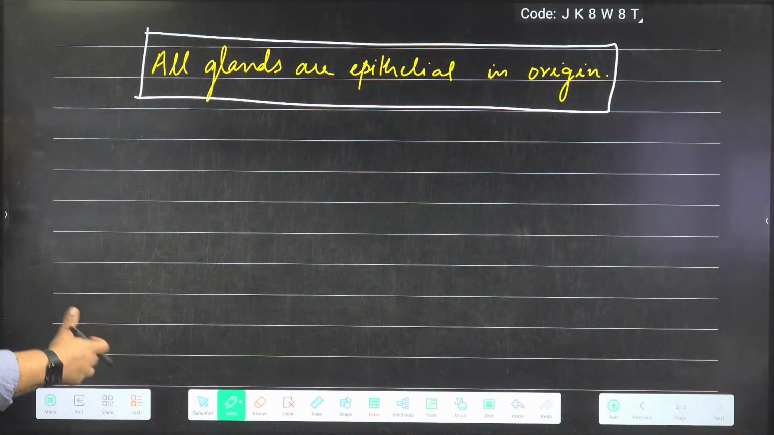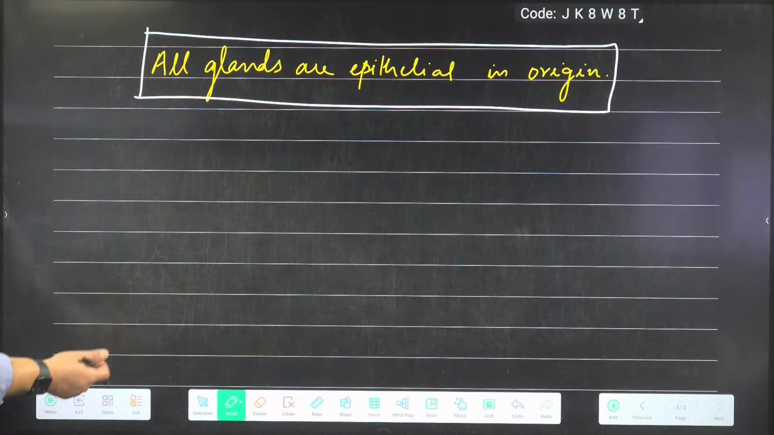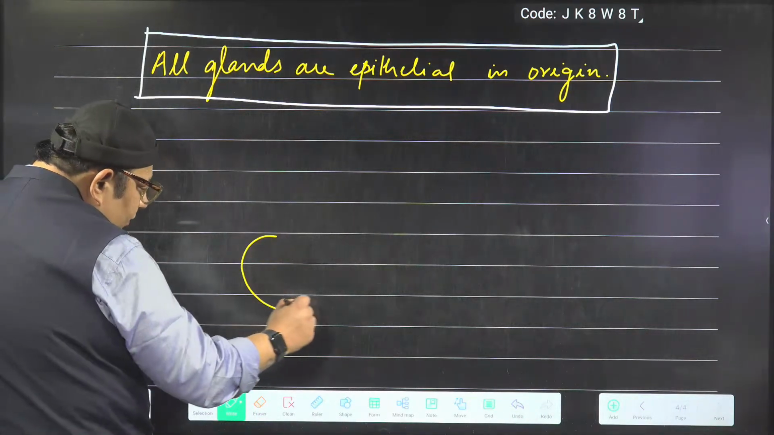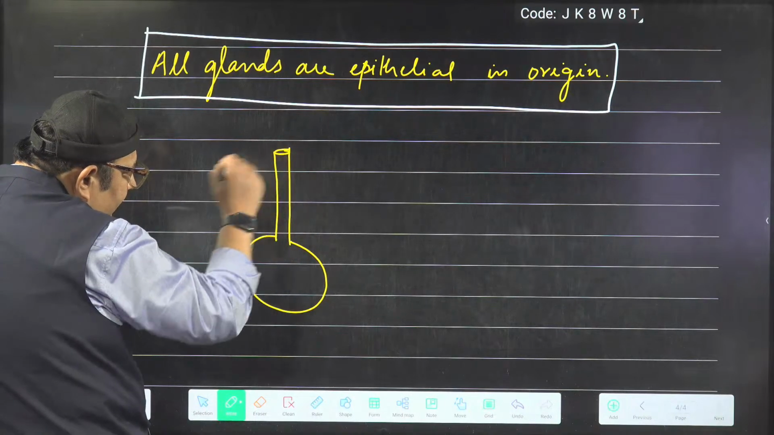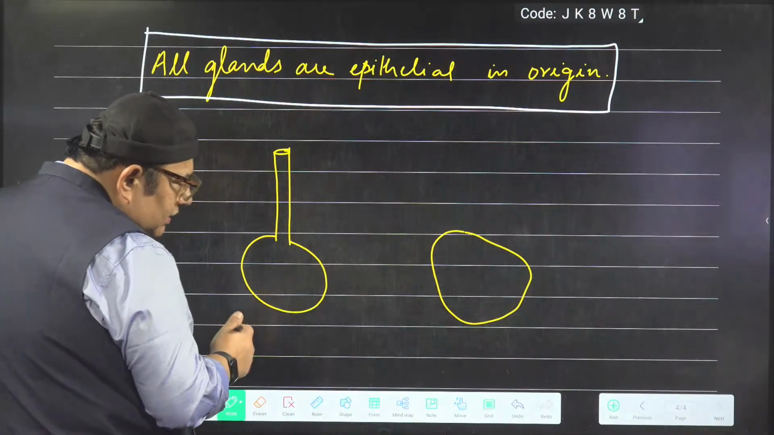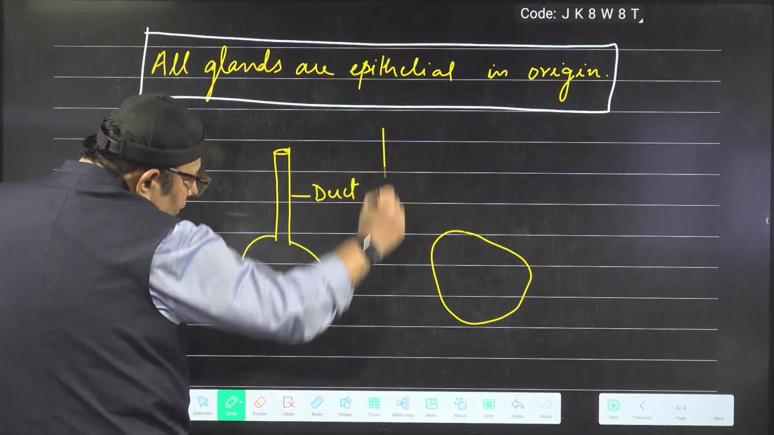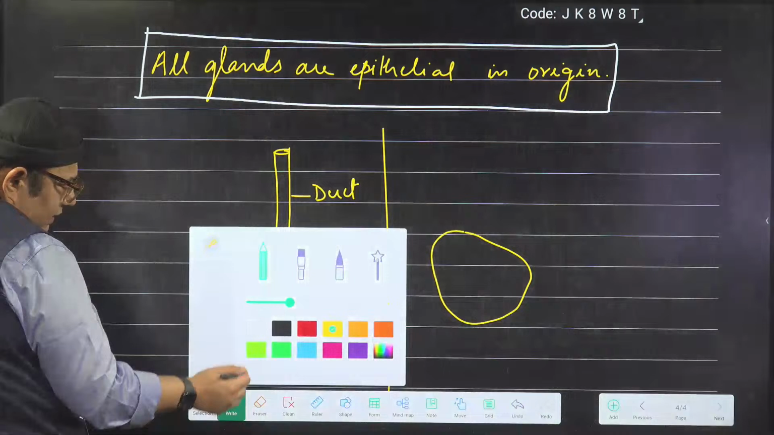A gland is any organ or tissue which produces something and also releases, secretes, that. There are 2 types of glands: a gland which comes with a tube system, called the duct, or a gland which does not come with a tube system, not having a duct. So 2 types of glands are there: with duct and without duct. There is no duct in the second type.